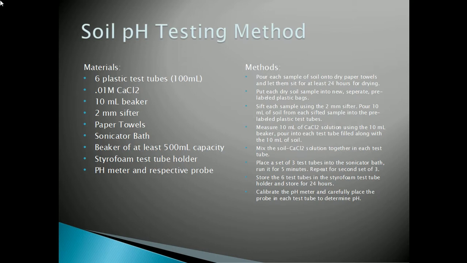Then, mix the soil calcium chloride solution together in each test tube. Place a set of 3 test tubes in the sonicator bath. Run it for at least 5 minutes. Repeat for the second set of 3. Store the 6 test tubes in the styrofoam test tube holder for 24 hours. Calibrate the pH meter and carefully place the probe in each test tube to determine the pH.